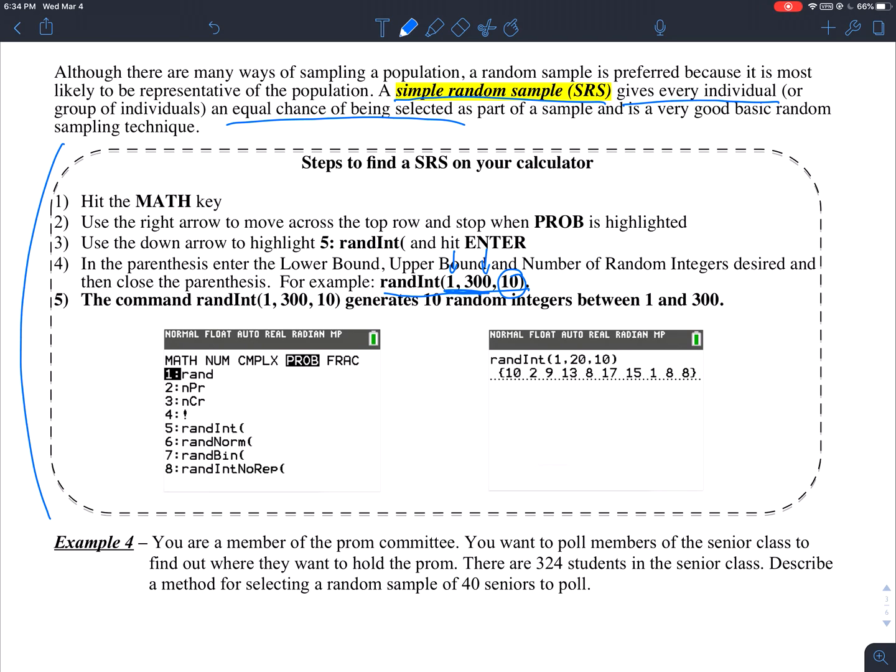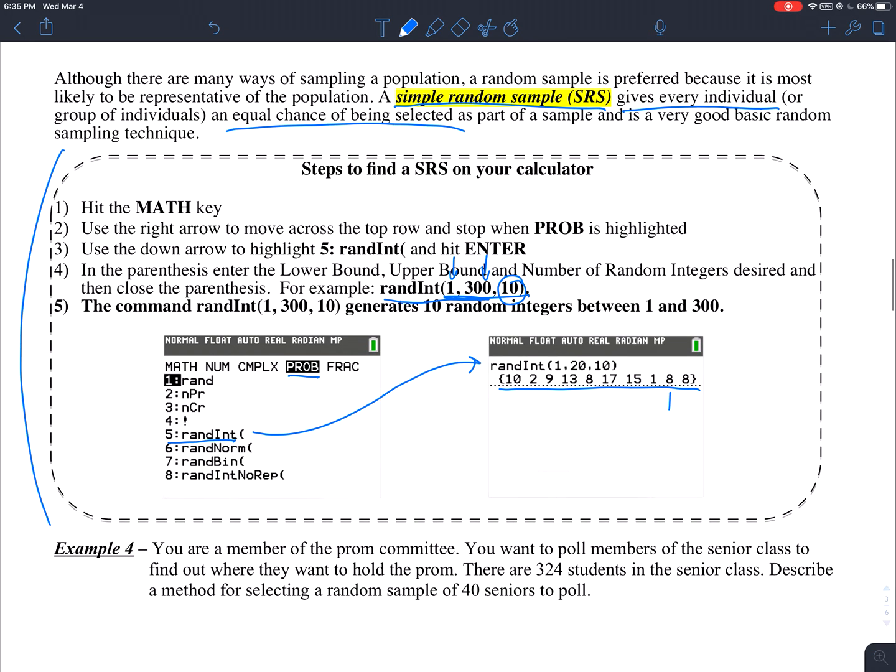And then if you do this on your calculator, hit math, go to prob and select randInt, and you enter a command like this, then you'll get a long list of random integers, okay? So you can see if you use this command, sometimes you can have repeats. And if that happens, you just do it again, and it'll give you a new list of numbers. Oh, actually, the number 8 was repeated 3 times. Wow. Okay.